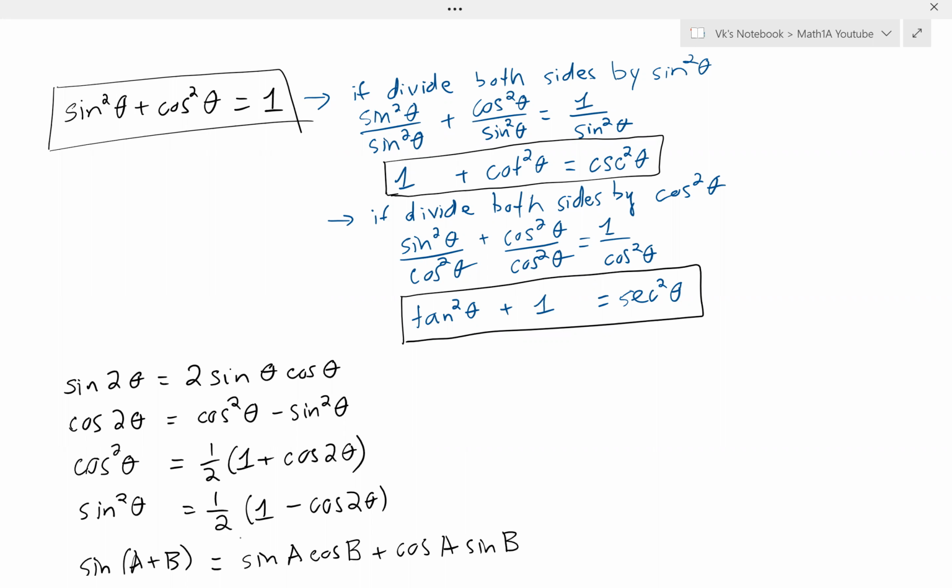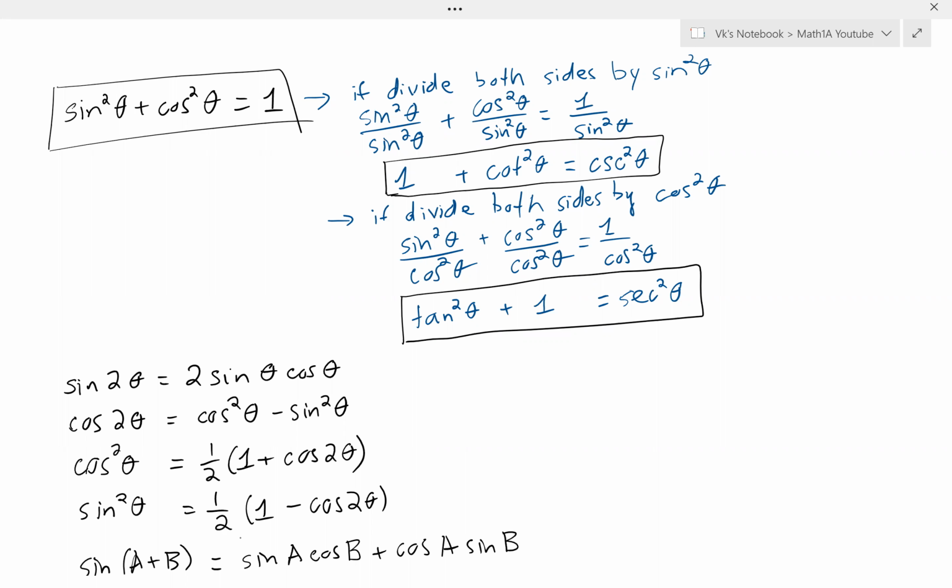Next, we have the double angle formula. Sine 2 theta is 2 sine theta cosine theta. Cosine 2 theta is cosine square theta minus sine square theta. And we also have the angle reducing identity. Cosine square is half of 1 plus cosine 2 theta. Sine square is half of 1 minus cosine 2 theta.